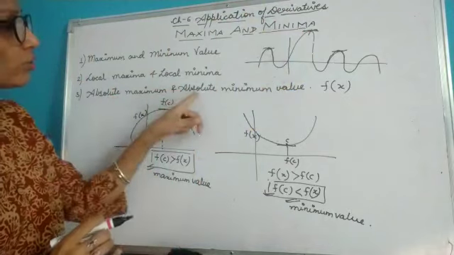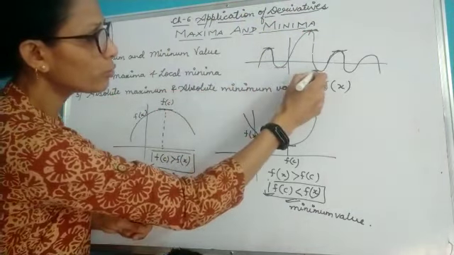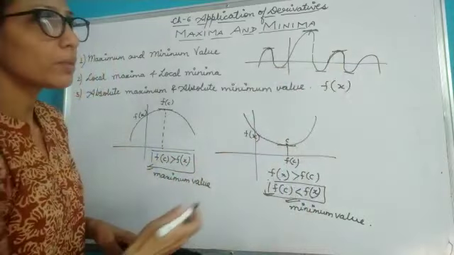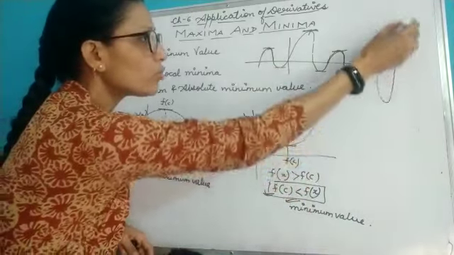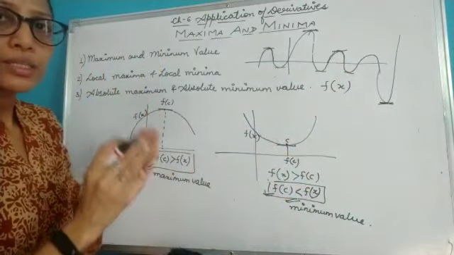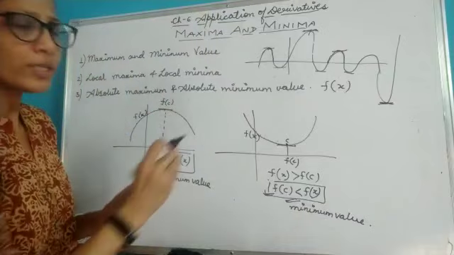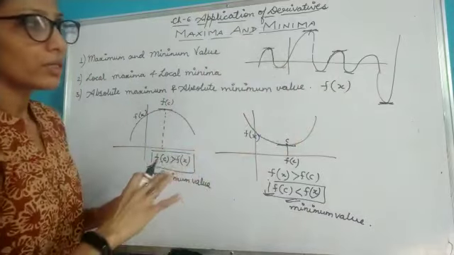And here you need to find out absolute minimum. That means you have more than one minimum value over here, but you need to find out the absolute minimum value. That means where this curve attains the minimum, the lowest value this curve is attaining over here.